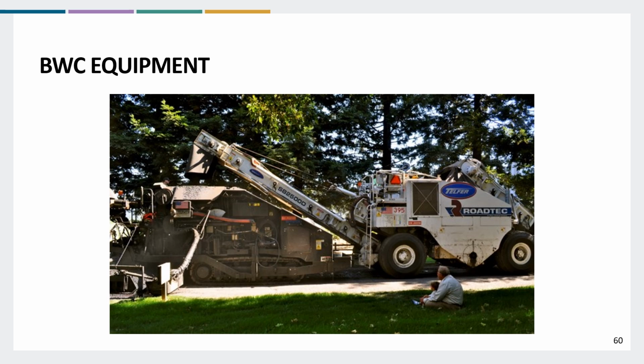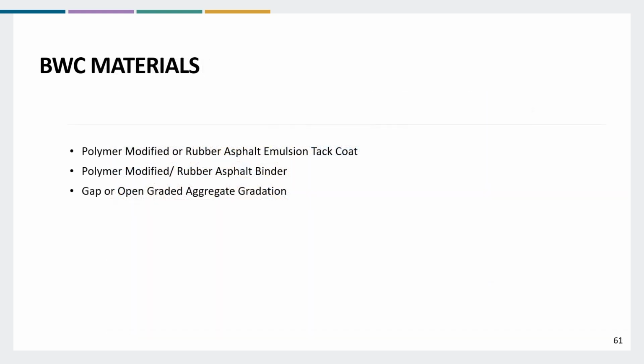This is the equipment that you would see on a bonded wearing course. Specialized paver that has a spray bar on it. The hot mix is fed in by an MTV. BWC uses polymer modified or rubber tack coat, polymer modified or rubber binder for the asphalt, and only gap or open graded aggregates.